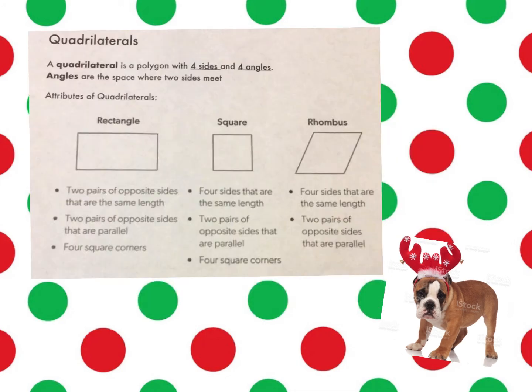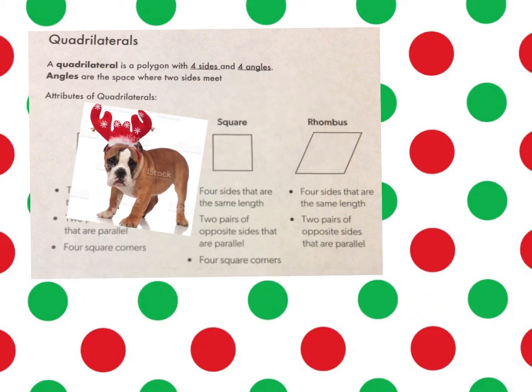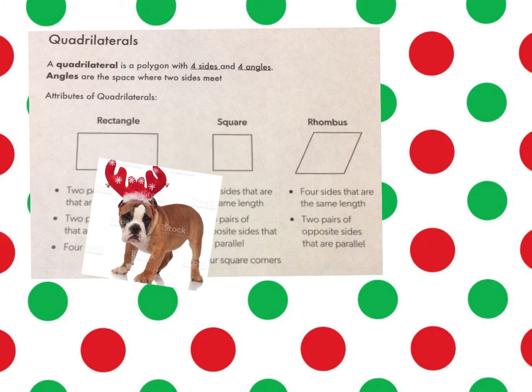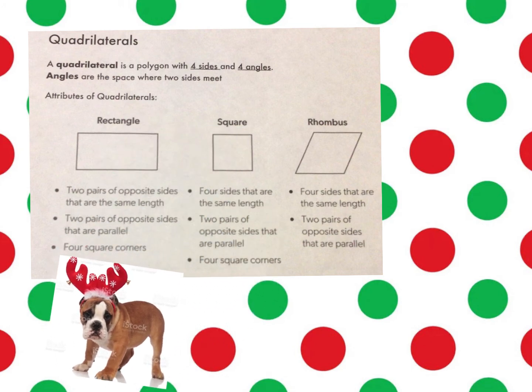So remember that a quadrilateral is a polygon with 4 sides and 4 angles. And angles are the space where the 2 sides meet. So what's special about the rectangle is that it has 2 pairs of opposite sides that are parallel. So the top and bottom are parallel, and the left and right are parallel. And it has special 4 straight corners. 1, 2, 3, 4. Okay?